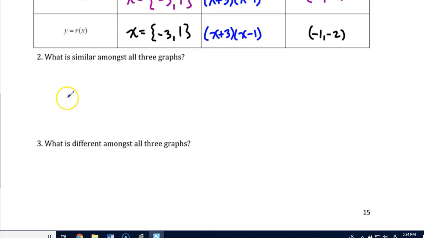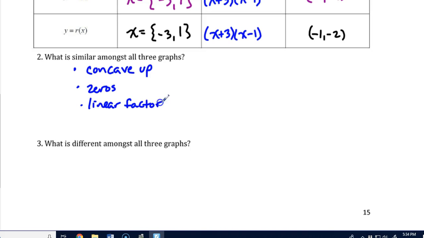Okay, so hopefully you found some things. There's lots of things you could say. I said these things. They're all concave up. That was something we talked about the other day in our Desmos. They have the same zeros, same linear factors. But that didn't make them the same graphs, right? Because they had some other things that were different.